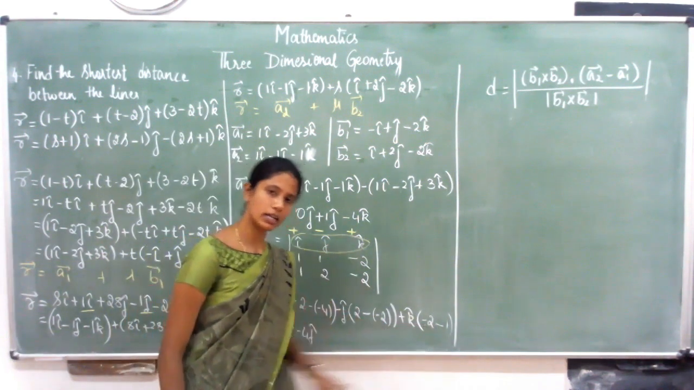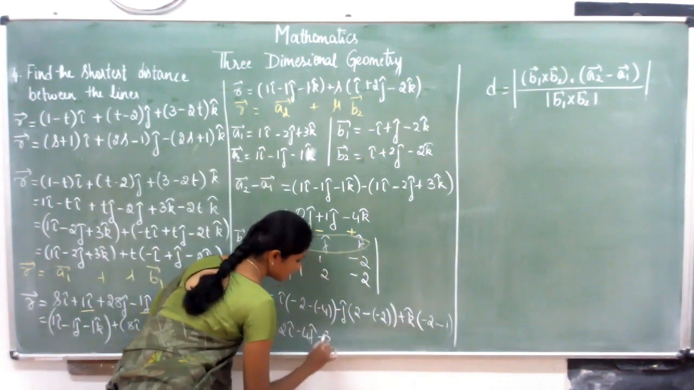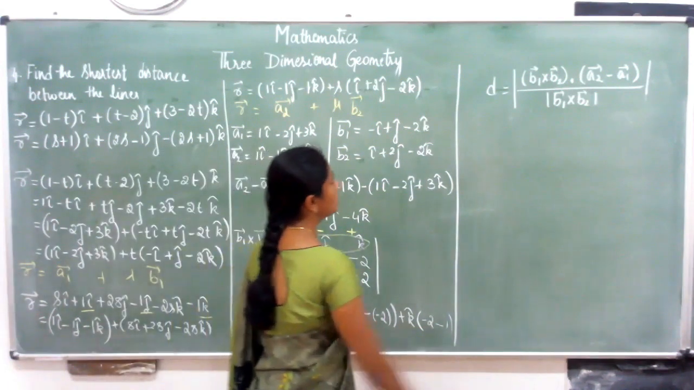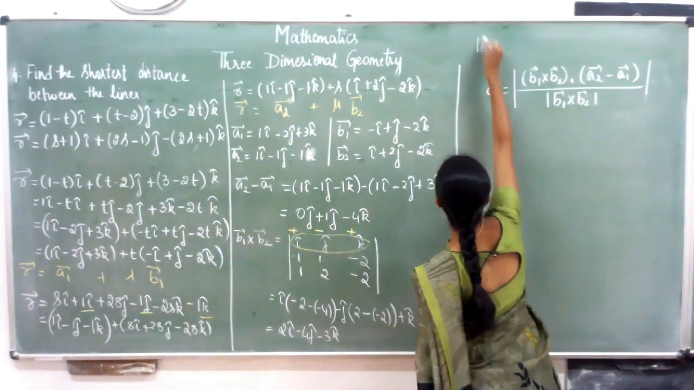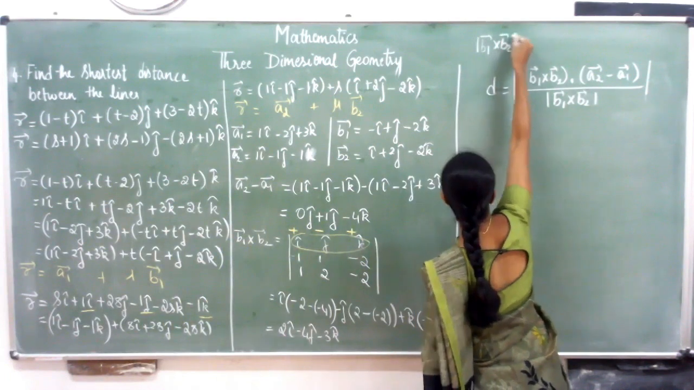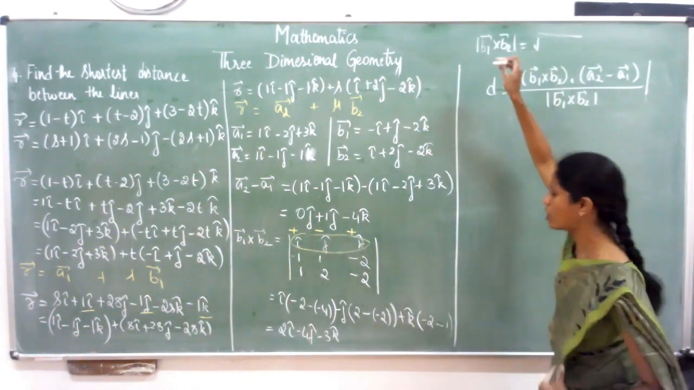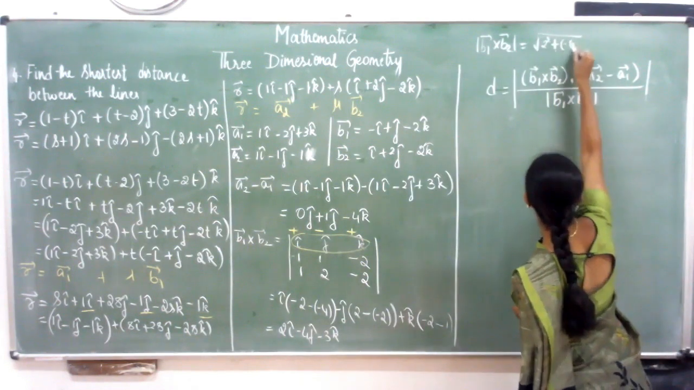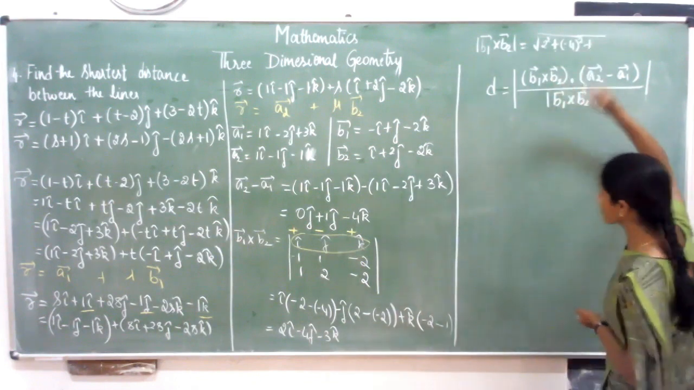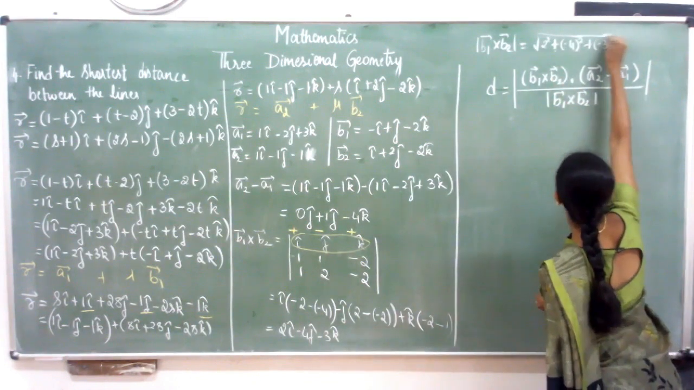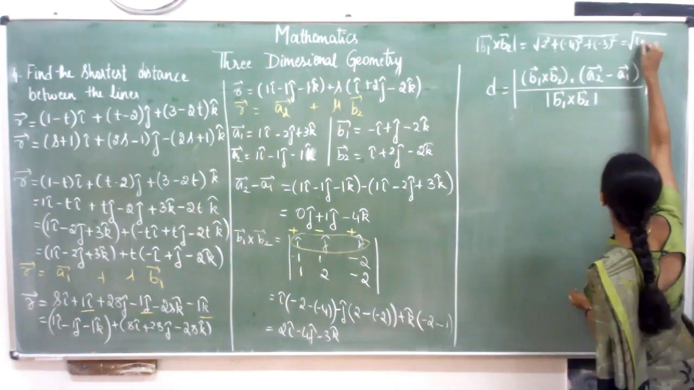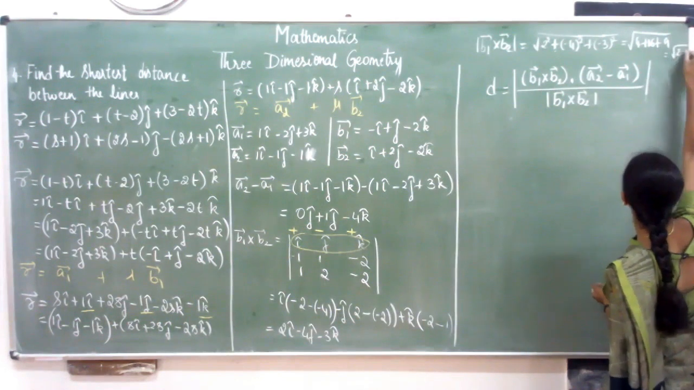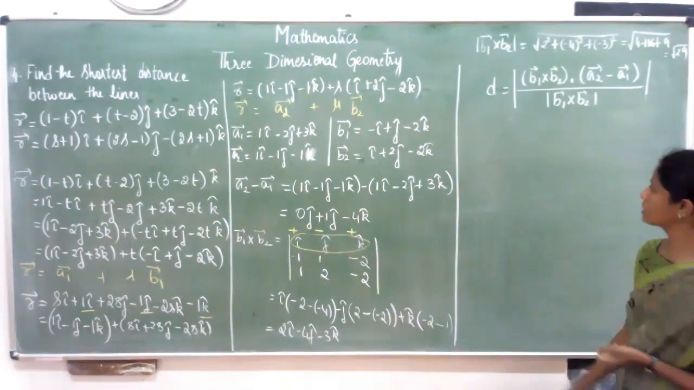Then we have minus 2 minus 1 minus 3. Therefore minus 3 into plus k cap, which is minus 3 k cap. Next we need to find the magnitude of vector v1 cross v2, which is root of 2 square plus minus 4 the whole square plus minus 3 square. Therefore, this is equal to root of 4 plus 16 plus 9, which is nothing but root 29. So let us substitute this in the formula.